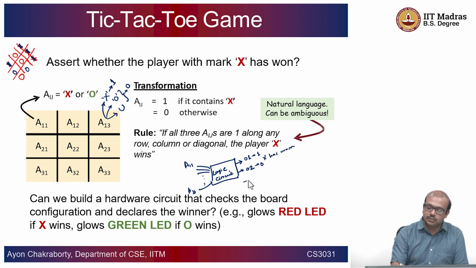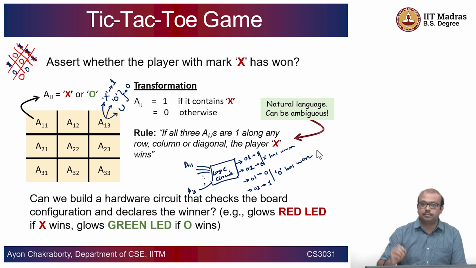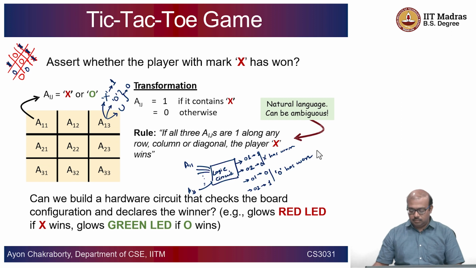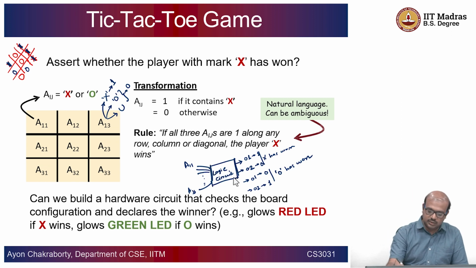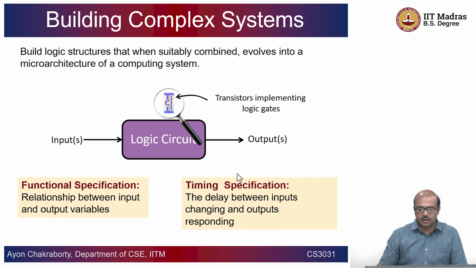It could be the other case also, where there is O1 and O2, and O1 could be set to 0 and O2 could be set to 1, which basically means that O has won the game. Okay, so this is basically the logical circuit, and we are going to understand how to design these logical circuits. We build logic structures that, when suitably combined, evolve into a microarchitecture of a computing system.